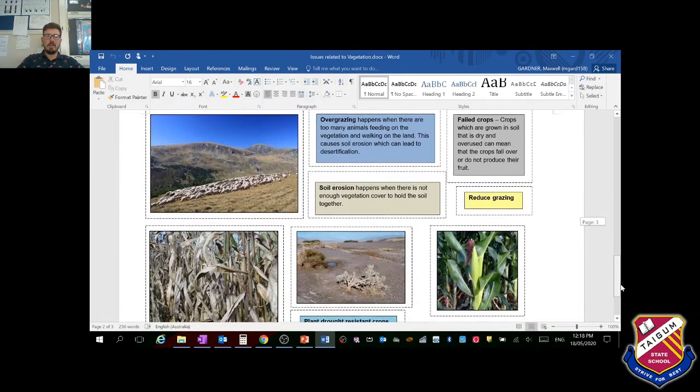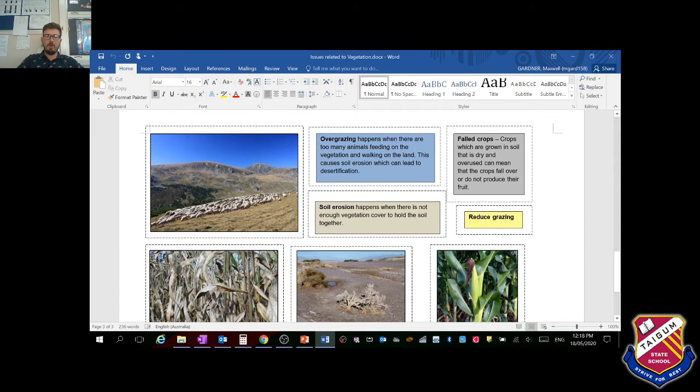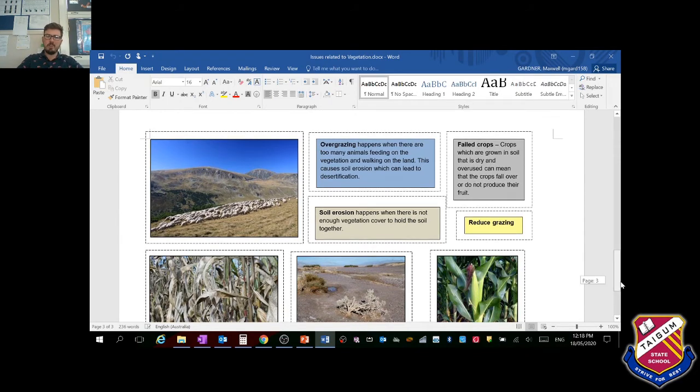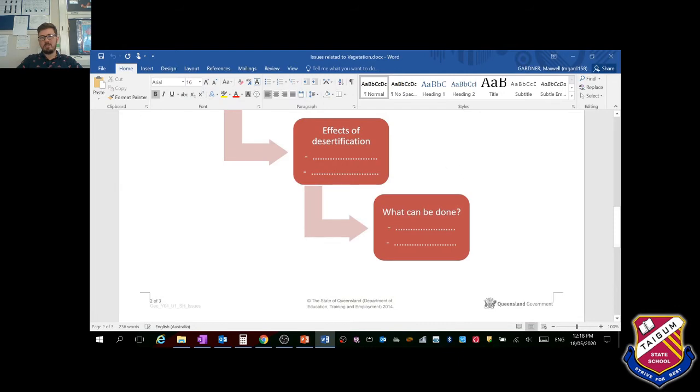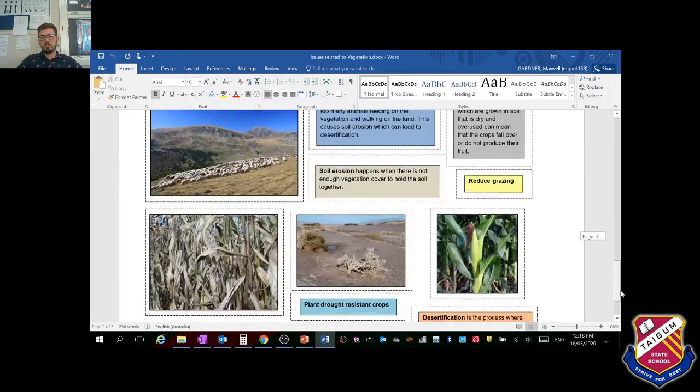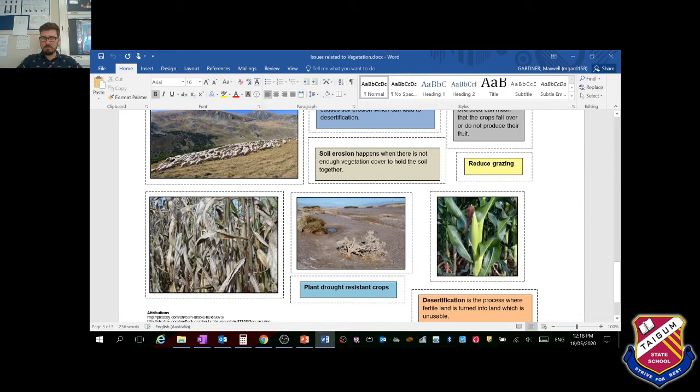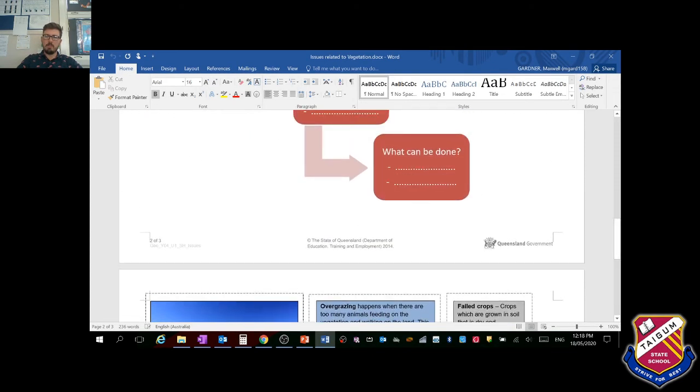Okay, so the answers are, let's go with, I'm personally, you might have done it different, I'm going to go with the words first. So I know that plant drought-resistant crops. That means that you're planting crops that can withstand drought. I'm going to put that here in what can be done. Reduce grazing, okay? I'm going to also put that on what can be done. I thought those were the easiest ones, so that's why I started with them. You might have done it differently.